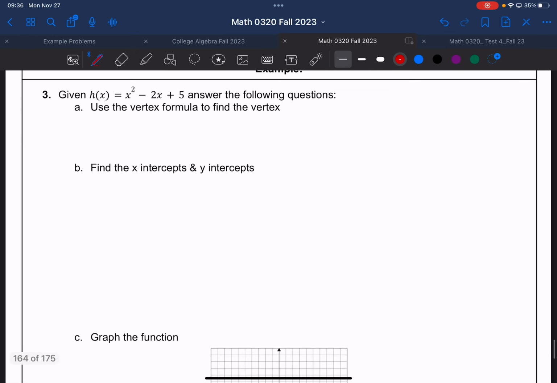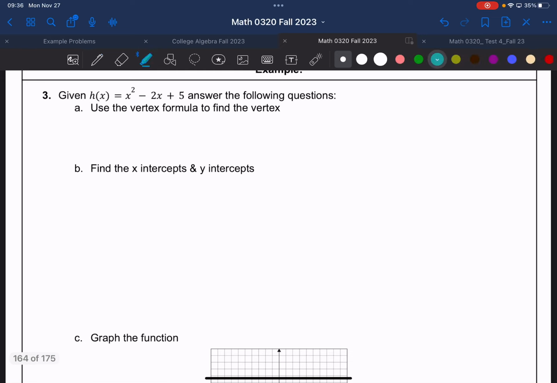So looking at number 3, again, it's going to give us a problem in standard form, and we're going to have to answer the questions. For part A, it's saying use the vertex formula to find the vertex. So we can't use the concept of changing it to vertex form. We have to use that vertex formula. So again, rewriting that formula, the vertex formula is negative b over 2a, and then f of negative b over 2a.